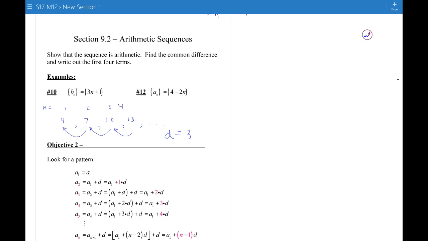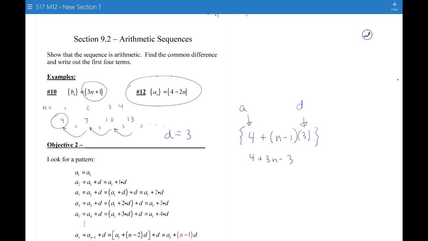So then I look at the first term, it's 4, so it's 4 plus n minus 1 times 3. That's another way of writing this so that I can see that here's the common difference. Here's a, the first term. But can you see how that's really the same formula as this, just written in a different way so that we can see what the d is? Because here's 4 plus 3n minus 3. Okay, so we'll do this one in class.